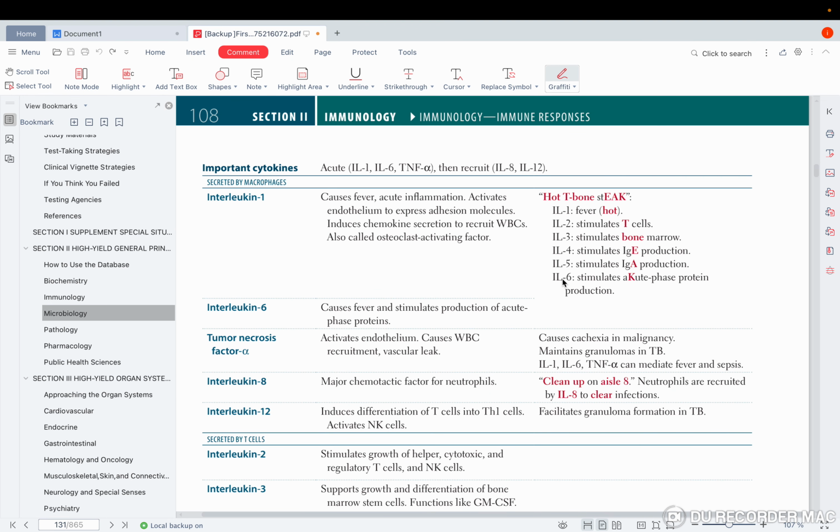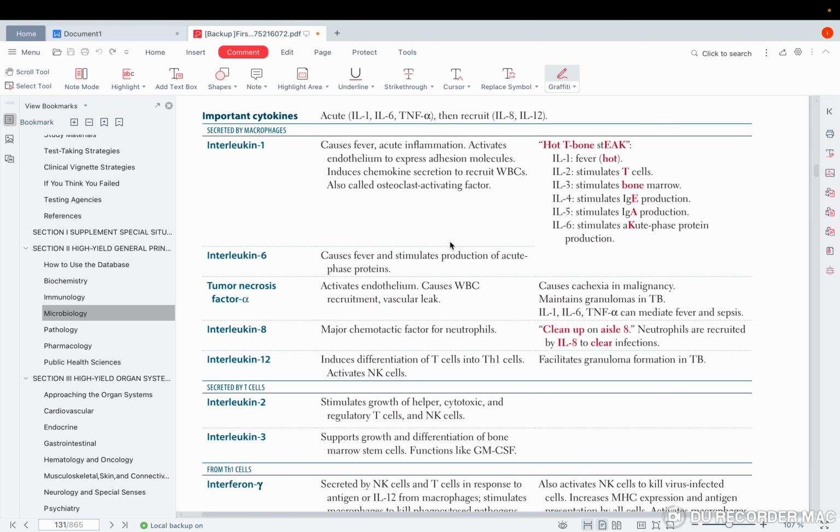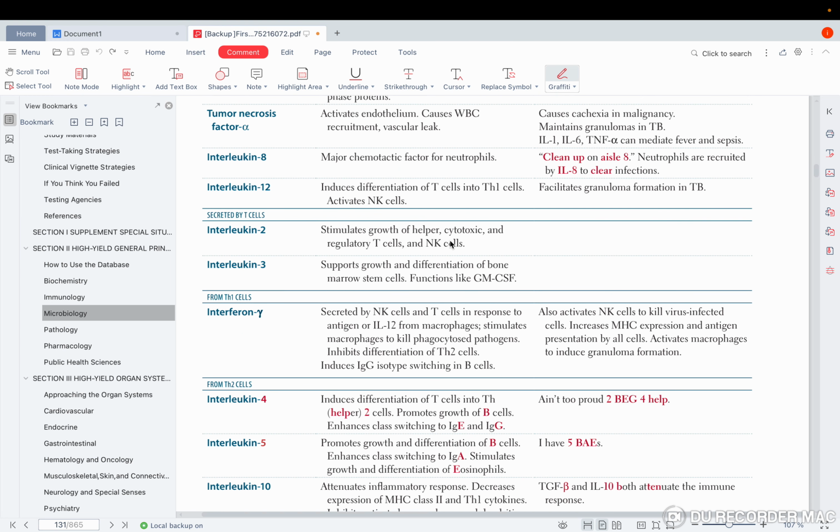So the next thing is the hot T-bone stick. You must memorize this by heart, every single one. Please remember, it's also called osteoclast activating factor. If we say osteoclast, is it building the bone or destroying the bone? Destroying the bone. Yeah, good. And if we speak about a cachectic patient, which is really thin, what leads to that? What makes a patient super thin? TNF alpha, yep, you are correct, guys. You must know that.